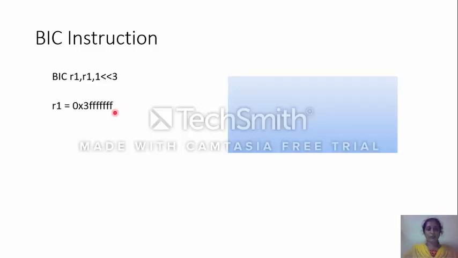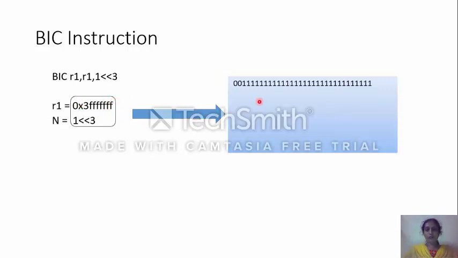So this is the way BIC performs, the bit clear operation on these two numbers. Listen carefully to how it is executed. I will expand this number into binary format. So this is the binary equivalent of the number. The last hex digit F is 1111, and the binary equivalent of 3 is 0011. So this is the first number, and all the other bits of this number are 1.